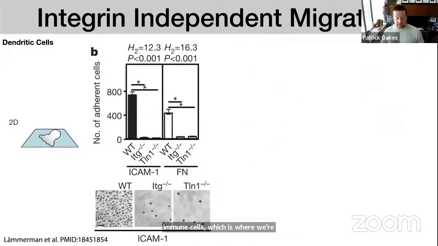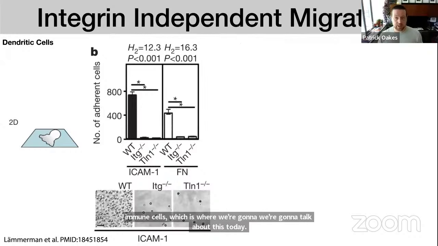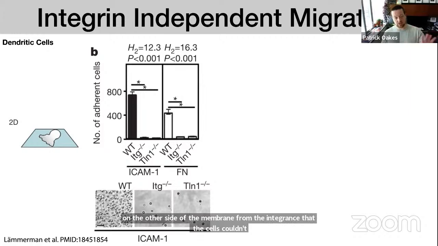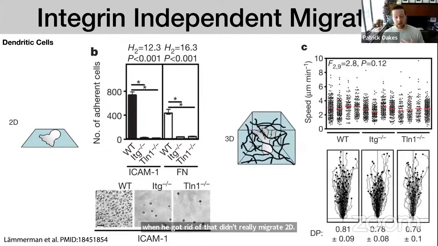Okay, so one of the reasons that I think this has been so fascinating is that there was a seminal paper that came out of Michael Sixt's lab, I believe in 2009, that showed that if he took dendritic cells and knocked out all the integrins, and knocked out talin, which is the adapter protein just on the other side of the membrane from the integrins, the cells couldn't migrate in 2D, right? He showed very nicely that when you got rid of them, they didn't really migrate in 2D and just sat there. However, when you took these exact same cells and put them in a 3D environment, specifically a collagen matrix, he could get them to migrate incredibly well, and they could still respond to chemotaxis, right? And so this really suggested that there were these alternative mechanisms and modes that these cells might use in different environments to navigate.